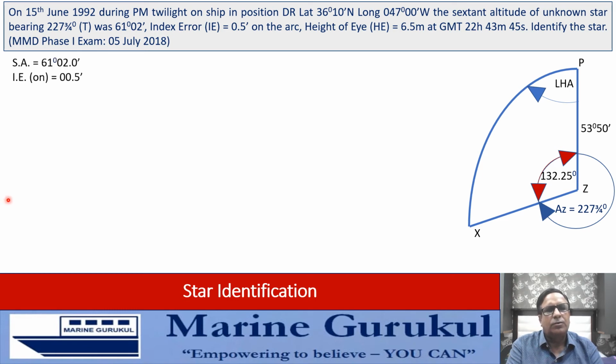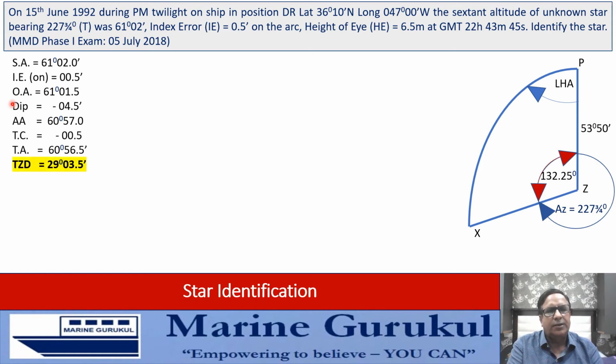So the true altitude can be corrected using the sextant altitude. We apply the index error on the arc, subtract that. We get the observed altitude. Then the dip obtained from the altitude correction tables, apparent altitude we get. We apply the total correction for the stars and that gives us the true altitude. When we subtract this true altitude from 90, it gives us the TZD. Now this TZD calculated here is transferred as side ZX of the triangle. So ZX is 29 degrees 03.5 minutes.